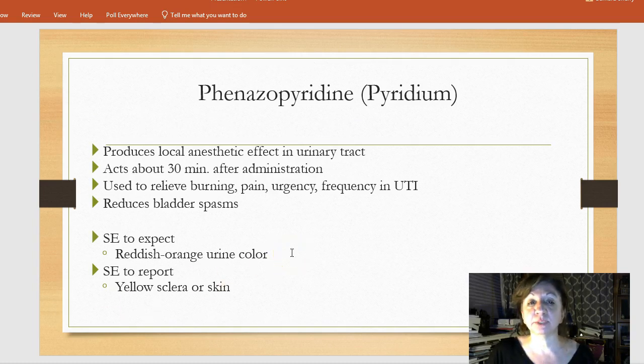And then Pyridium, you've heard of Pyridium because Pyridium is that anesthetic that we use only on the urinary tract. And it doesn't have a long half-life or effect, so in other words, it'll work for about 30 minutes to an hour, helping to reduce the pain, the burning, the dysuria of UTI, reducing the bladder spasms as well. The side effect is mainly the red-orange colored urine, but some patients get it into their skin, and they should report that.